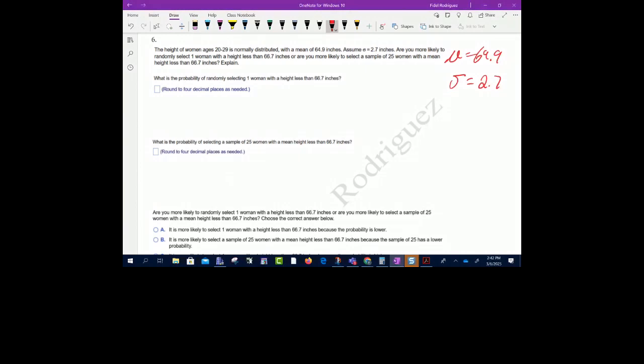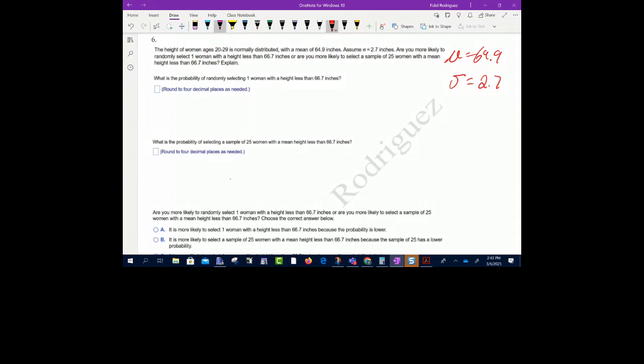Standard deviation 2.7. Okay, it says, are you more likely to randomly select one woman with a height of less than 66.7 inches, or are you more likely to select a sample of 25 women where their average height is less than 66.7 inches? Okay, and it wants us to explain.